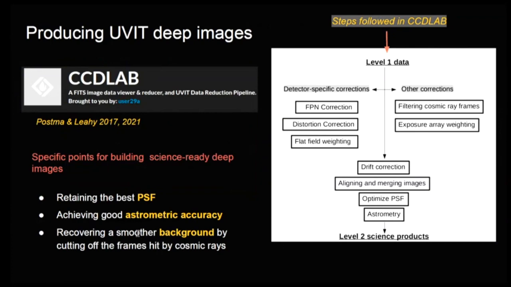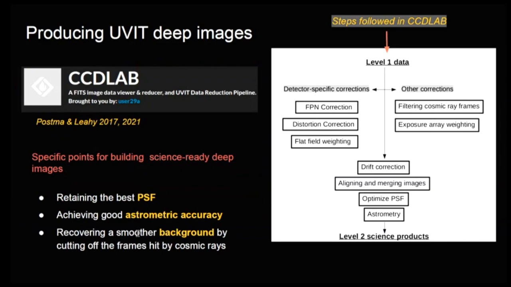So first of all, to produce the deep image, we use CCDLab software, which is customized for this UVIT telescope. There are certain things we correct, mostly for space-based data. When you have the raw data and you want to produce the science-ready product, you have to go through all these corrections. So this software is customized for doing all these corrections. We perform everything step by step.